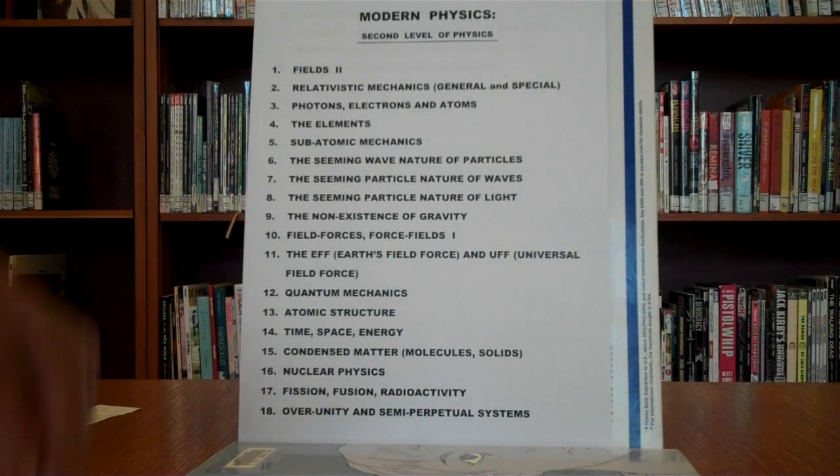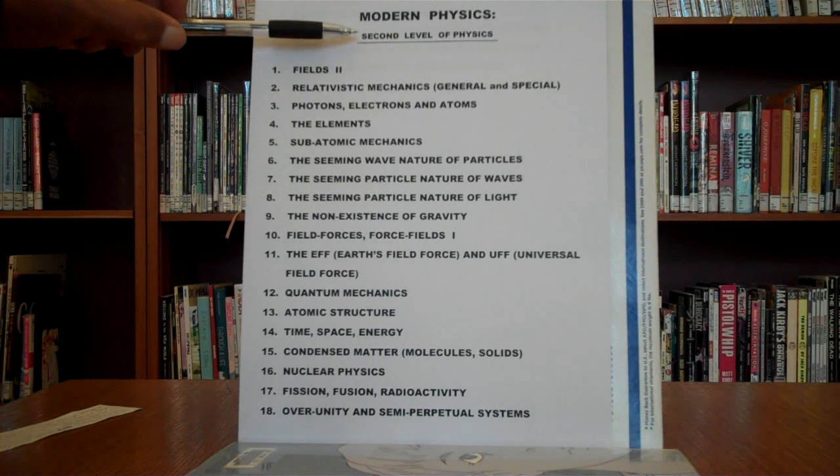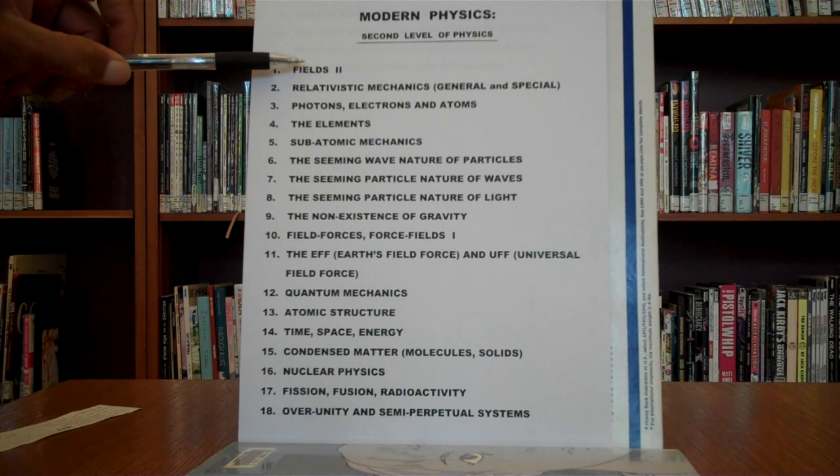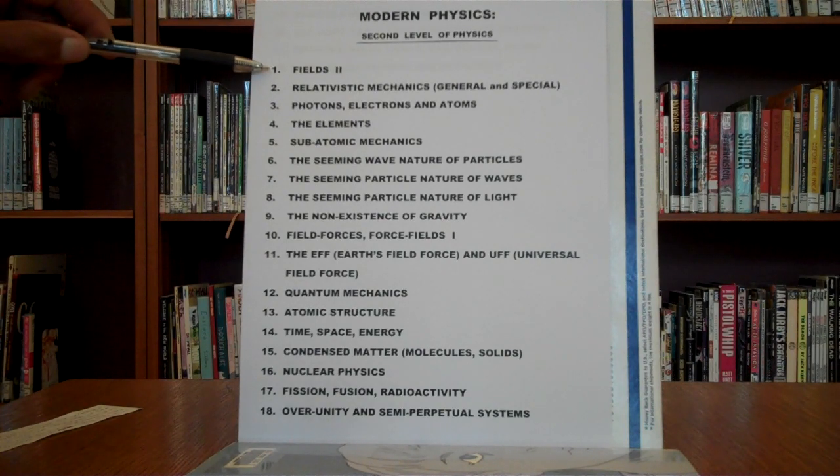We will go now to modern physics. Modern physics is the second level of physics. We will start with fields. That was in classical physics. It is fields number one. And in modern physics, it becomes fields number two.